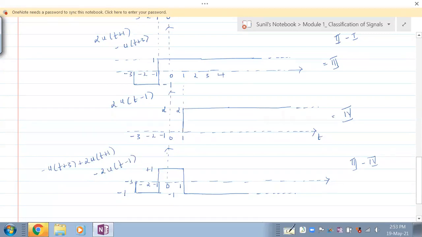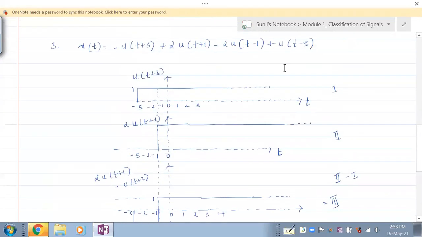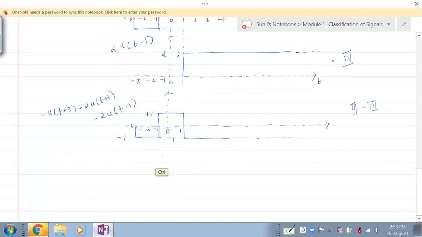The signal is not over, so we need to get this also. What happens if you add u of t minus 3 to this? Everybody just sketch. So if you add u of t minus 3 to this, what is going to happen? From -1 to 1, u of t minus 3 we need to write, right? u of t minus 3 is 0, 1, 2, 3. So it starts here.